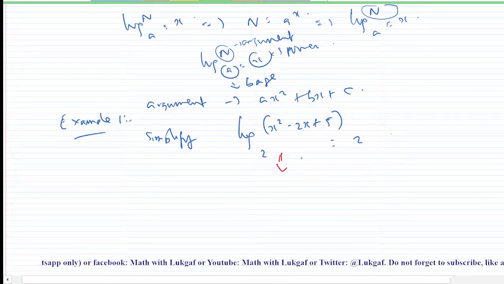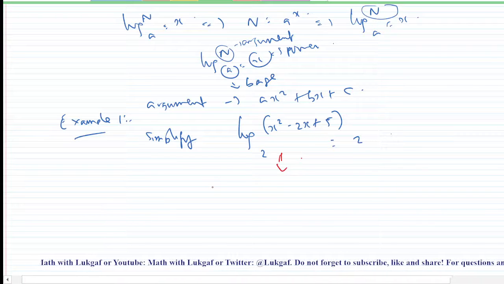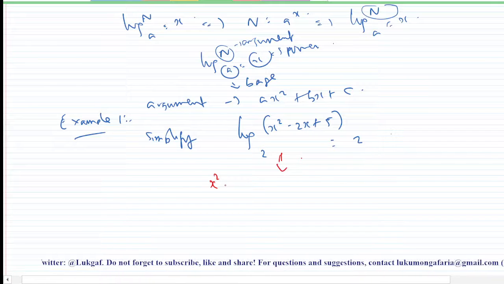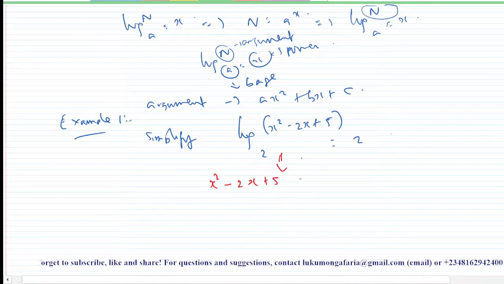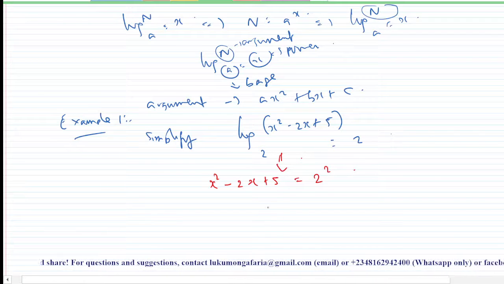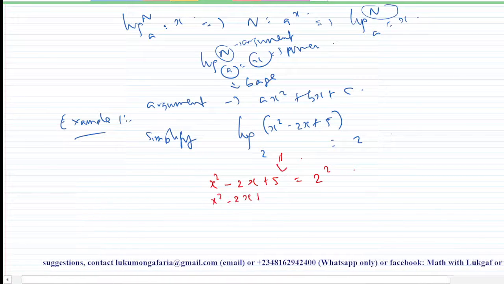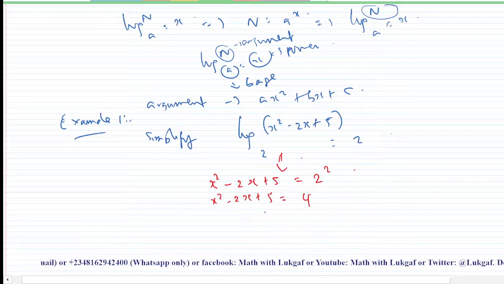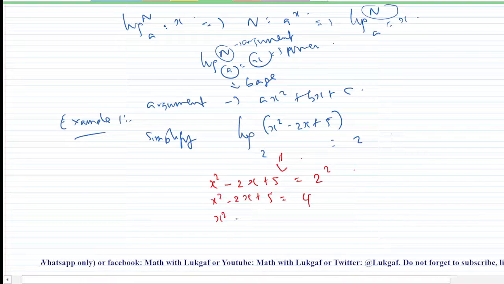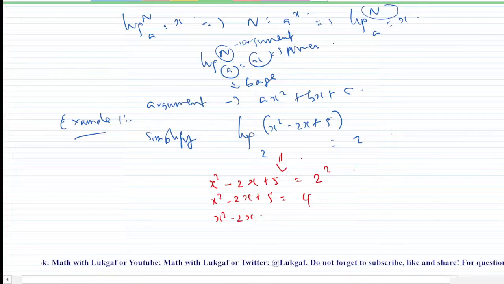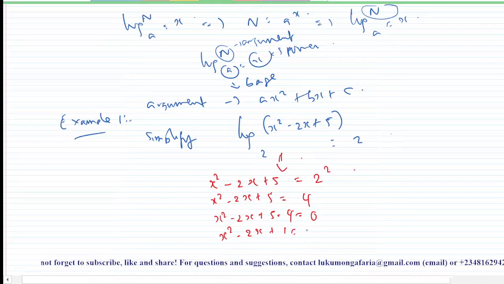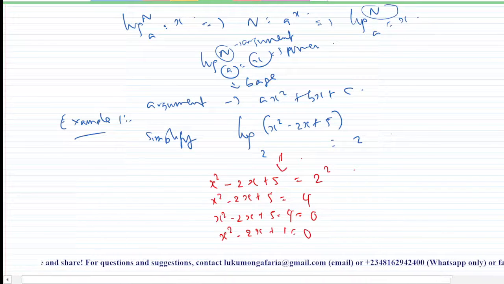First thing to do is to convert it back to an indicial equation. Because that's the relationship between the indices and logarithm, if you convert, this is going to give me x squared minus 2x plus 5 is equal to 2 raised to the power 2. And that will give you x squared minus 2x plus 5 is equal to 4. You understand now? Then you can collect the like terms by bringing this guy inside. Then I'm going to have x squared minus 2x plus 5 minus 4 equals 0. Then that will give you x squared minus 2x plus 1 equals 0. You now have a quadratic equation.